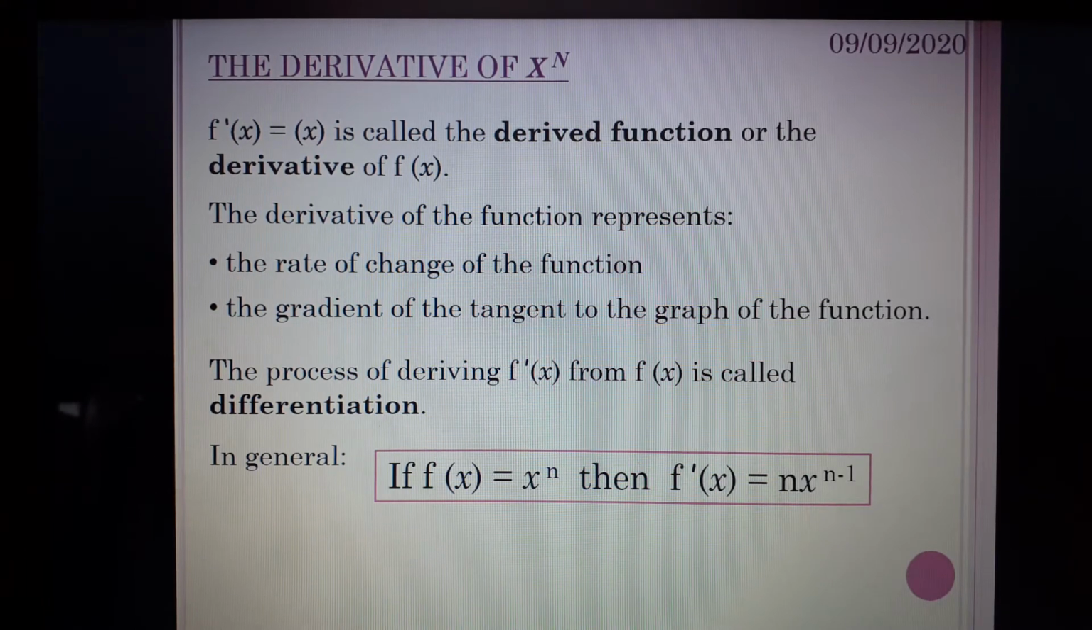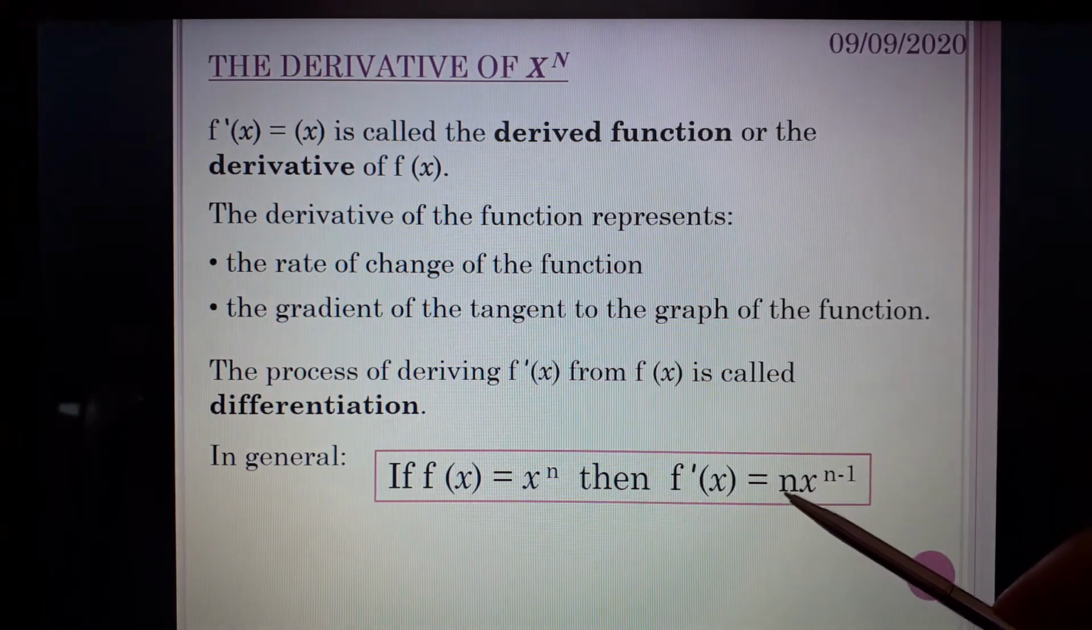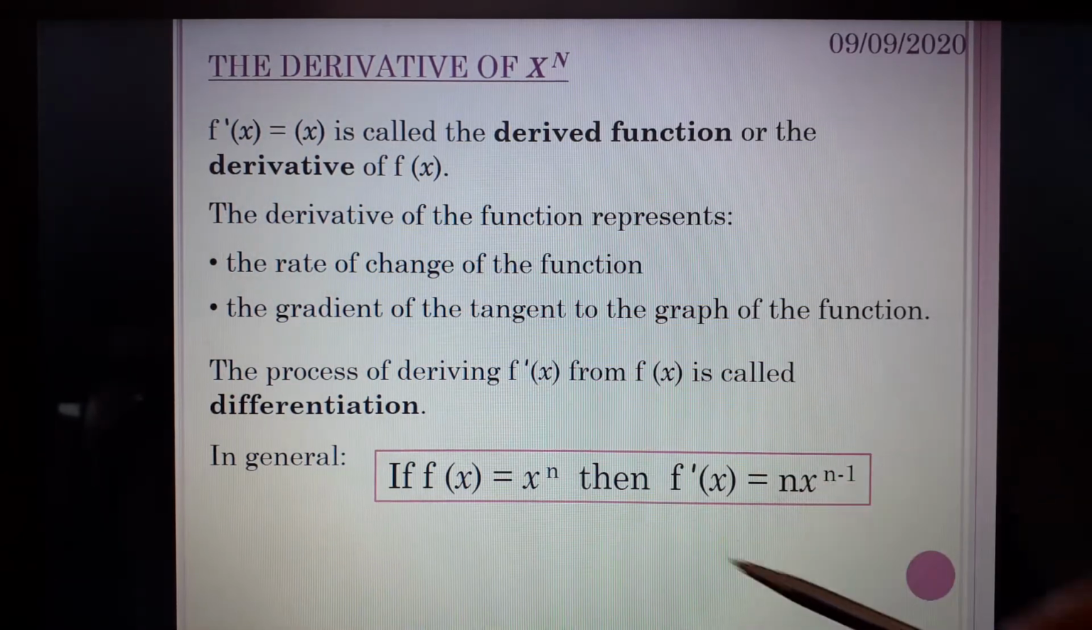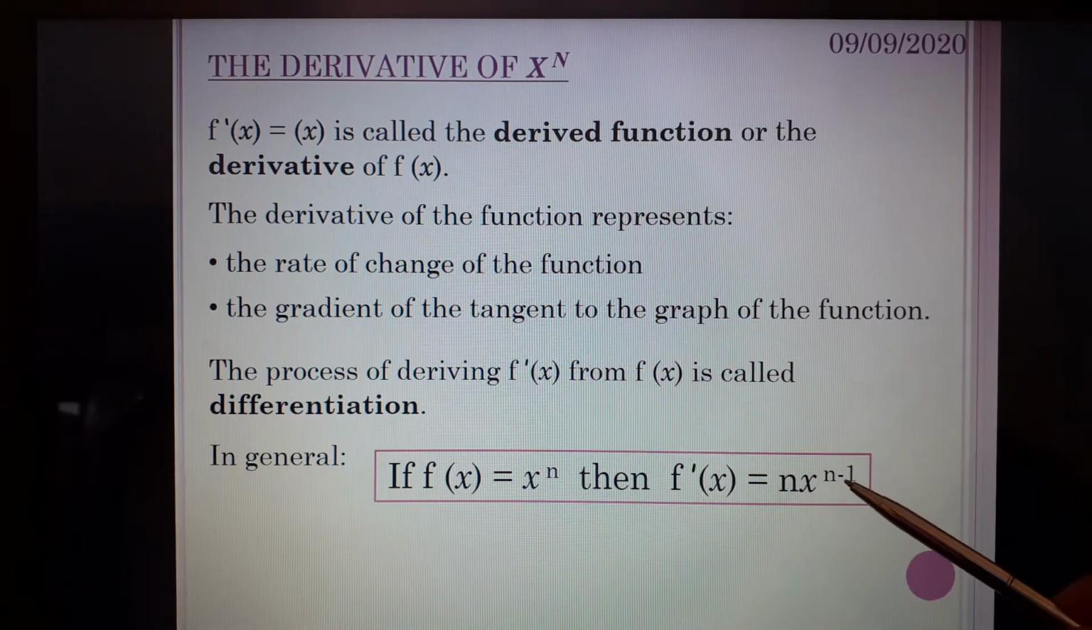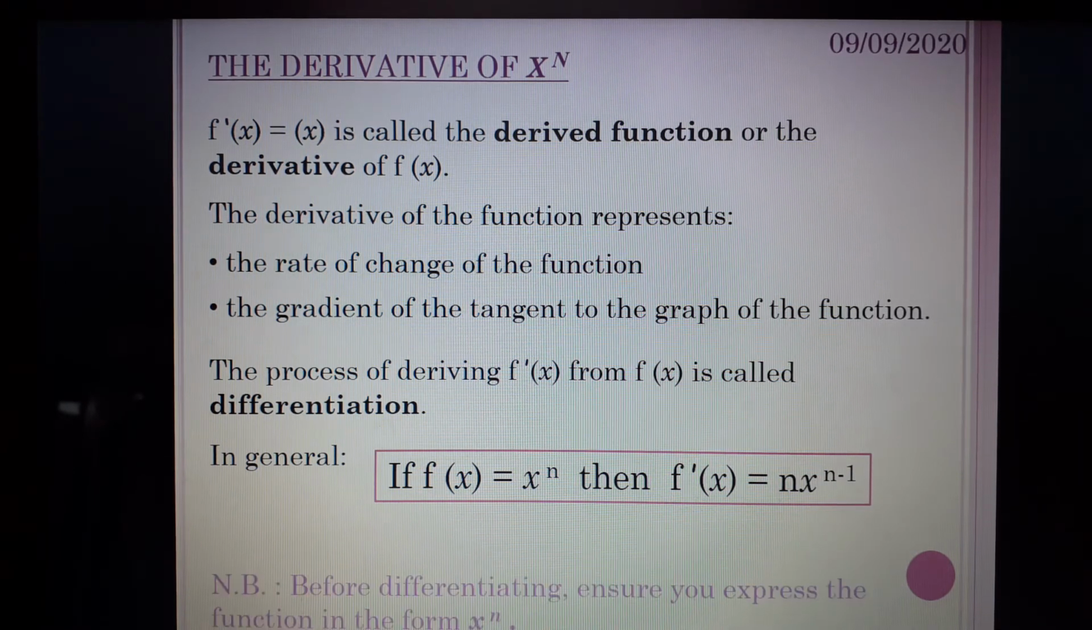Now the rule for differentiation is that if f of x is equal to x to the power of n, then f dashed of x, which is the derived function, the differentiated function, is n times x to the power of n minus 1. So this n was the power originally, and it now becomes the multiplier. And where we had n, we now have n minus 1. So what we are actually doing to differentiate a function is multiplying by the power and subtracting 1 from that power. That's the process of differentiation. Multiply by the power and subtract 1 from your power.